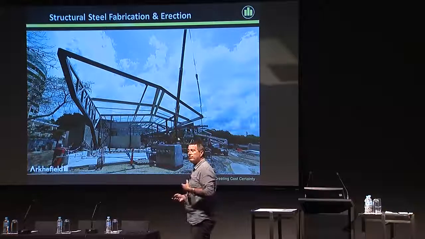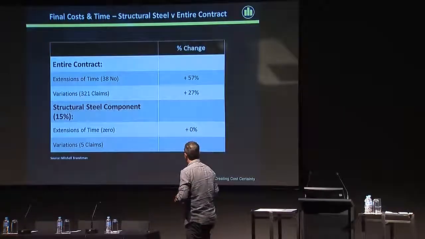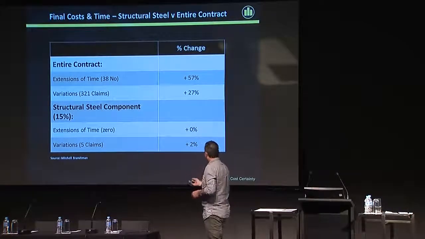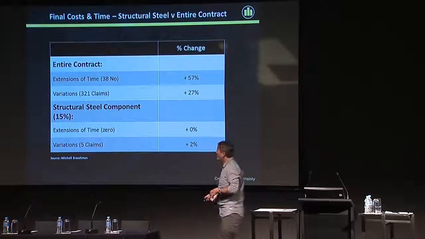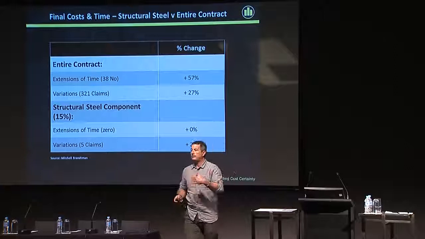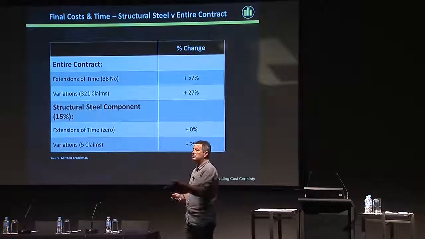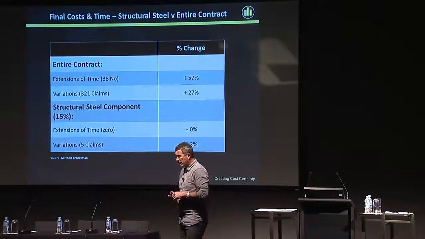In terms of the build of the structural steel, it went fantastic. The rest of the job did not go so fantastic. In terms of what happened in a monetary sense, we had a blowout in time of almost 60%, and we had an increase in the lump sum price of almost 30%. There were 321 claims. The initial claims were around about $4 million. It was settled for around just under $3 million.